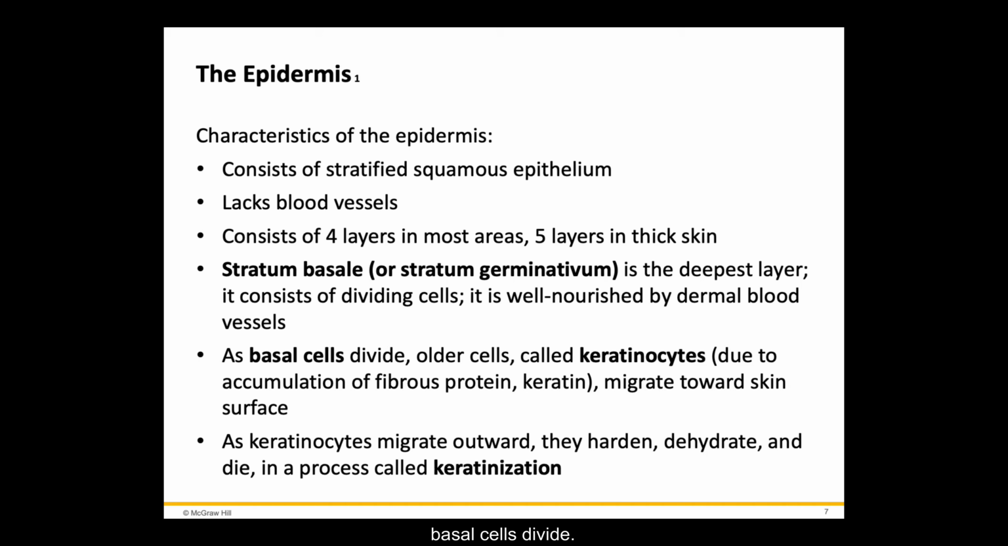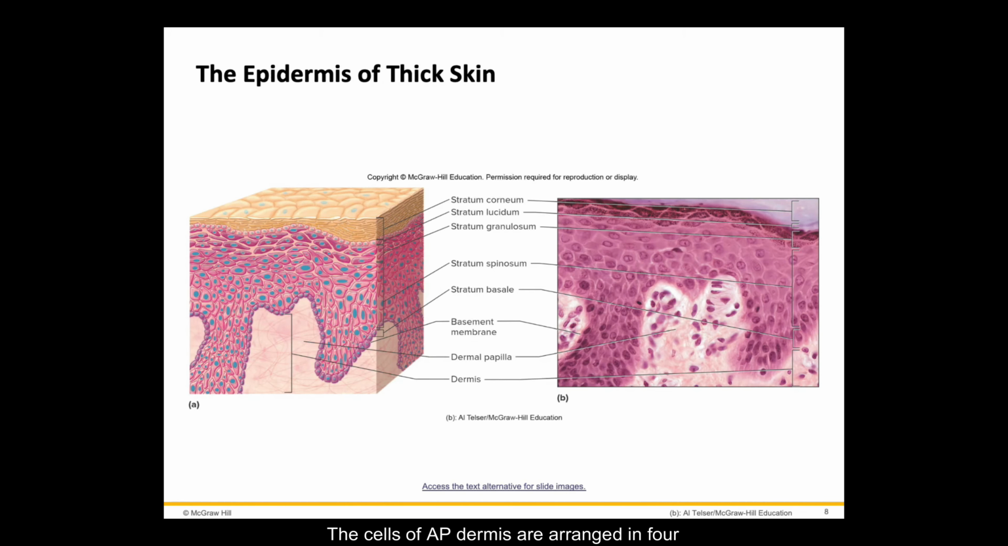As basal cells divide, the newer cells are called keratinocytes, and as the keratinocytes migrate from the basal layer upward, a protein called keratin builds up in the keratinocytes, and eventually, due to the abundance of keratin inside the cytoplasm of the cell, the keratinocyte dies and they create a dead layer, and this process is called keratinization. The cells of the epidermis are arranged in 4 to 5 layers.